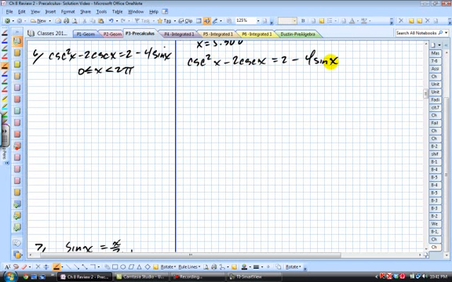I'm going to get everything equal to 0 here. So cosecant squared x minus 2 cosecant x. Let me see if I add 4 sine x, plus 4 sine x minus 2 equals 0. Okay, so what is all this equal to? This is going to be a challenging one here, guys. This is going to be fun. So I'll tell you what.